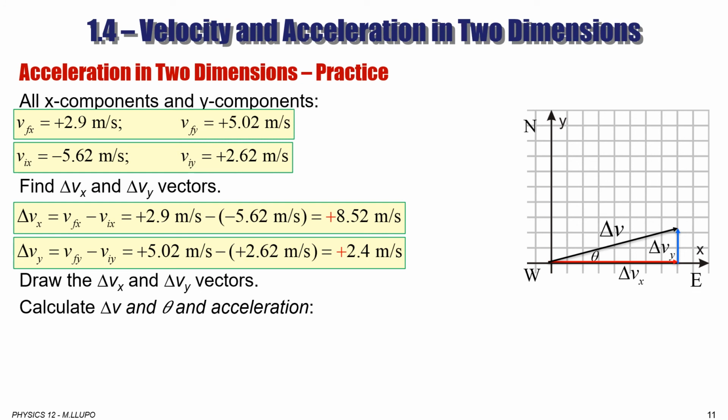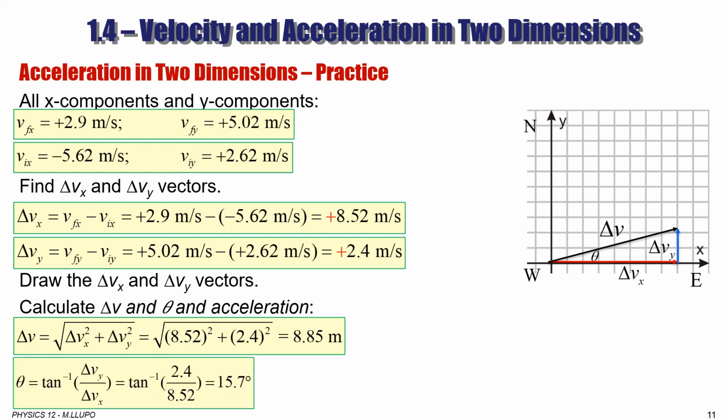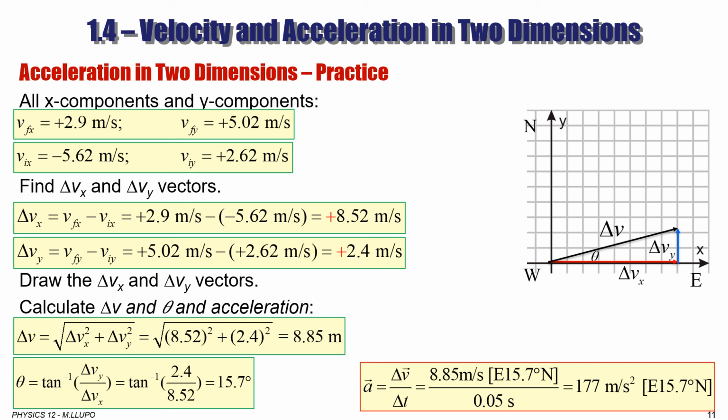So label those, and we're looking at the hypotenuse, which is delta V, and delta V is equal to the square root of delta V x squared plus delta V y squared. That is equal to the square root of 8.52 squared plus 2.4 squared. That is 8.85, so closer to 9. That's what we predicted. And tan inverse to find the angle, and the angle is 15.7, like 16 degrees.